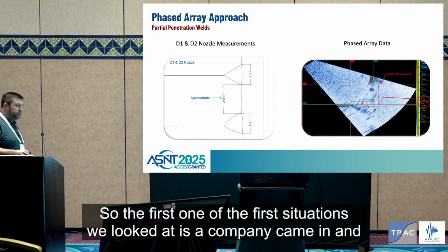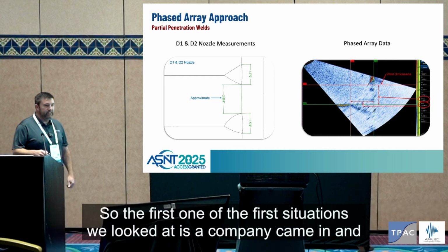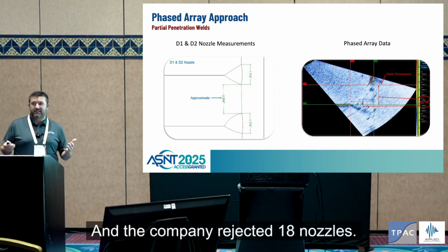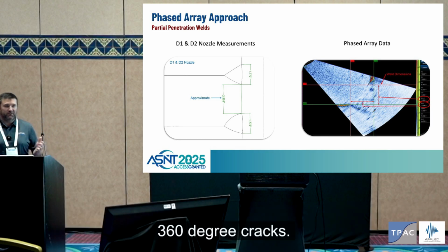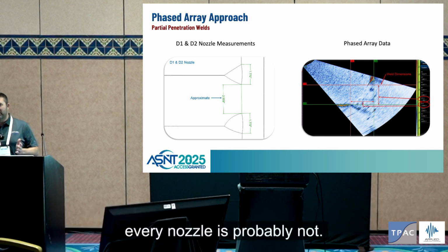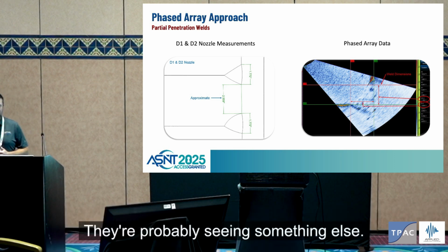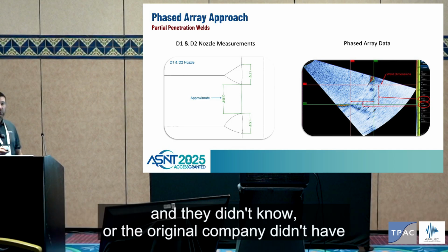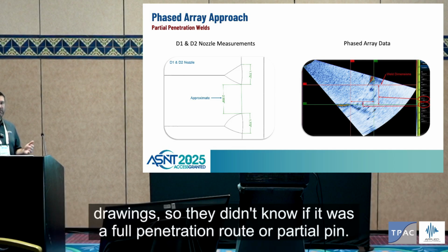One of the first situations we looked at is a company came in and each one of these drums had about 18 nozzles total, and the company rejected 18 nozzles, 360-degree cracks. FYI, if it's 18 nozzles, the same crack, 360 degrees around every nozzle, it's probably not. They're probably seeing something else. So they wanted another opinion. They brought somebody else in, did the phased array inspection, and the original company didn't have drawings. So they didn't know if it was a full penetration weld or partial pen.